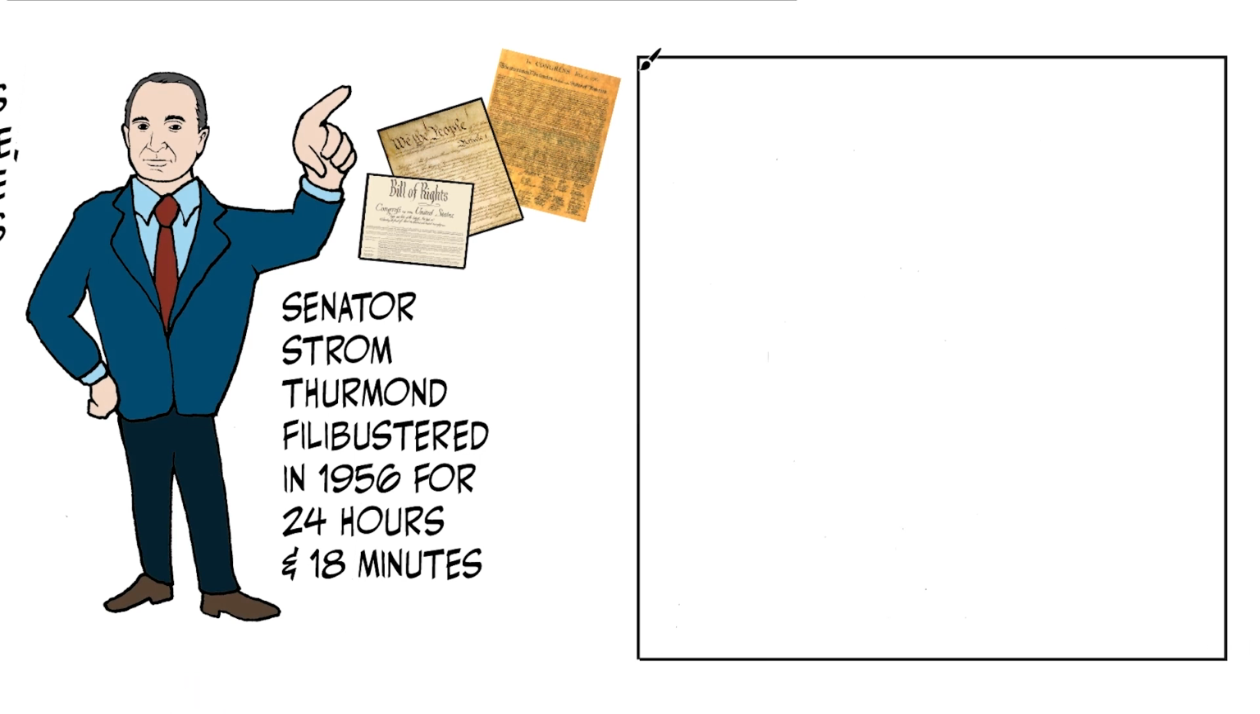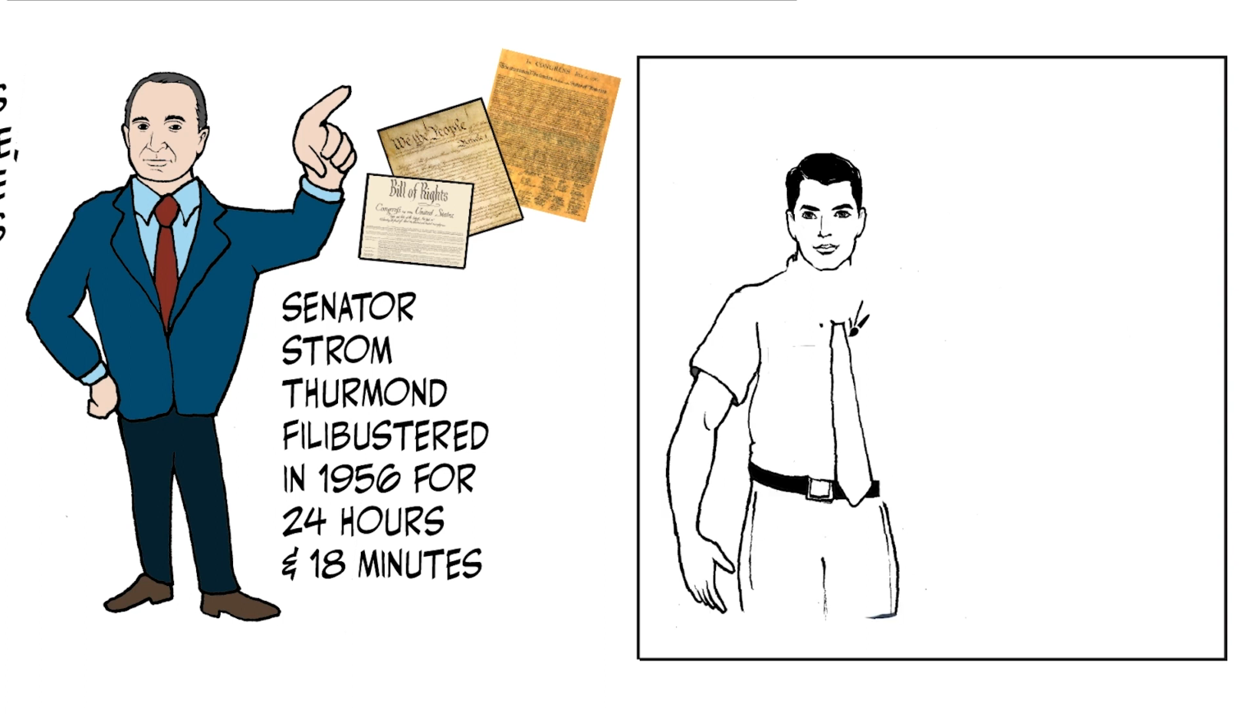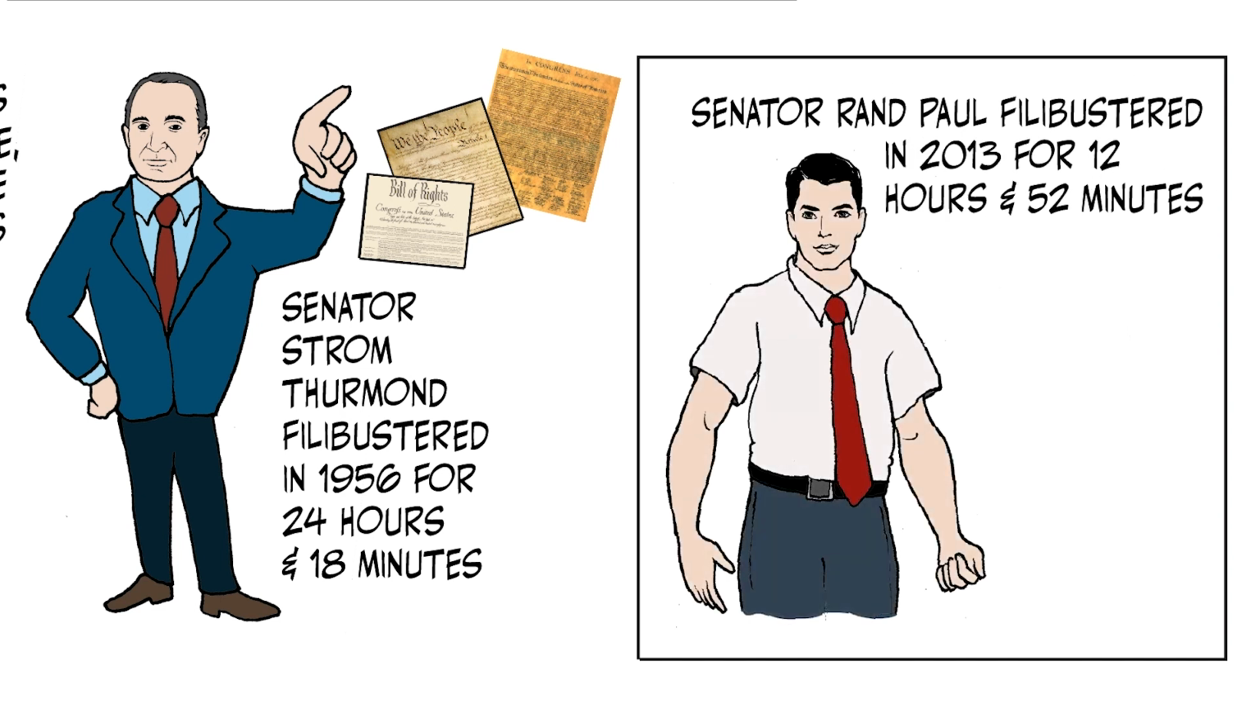In 2013, Kentucky Senator Rand Paul filibustered for 12 hours and 52 minutes to force a statement from the White House about the constitutionality of using drones to kill Americans in the United States suspected of terrorism.